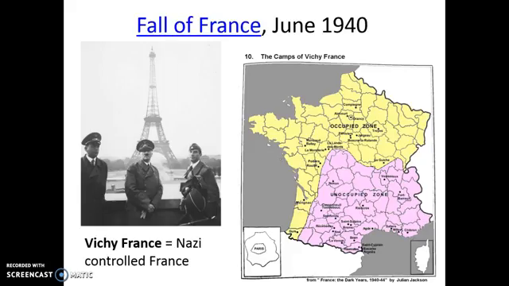By June of 1940, Hitler's forces have come into the center of France, and obviously in this chilling photograph, you've got Hitler and some of his lieutenants standing at the Eiffel Tower, or with the Eiffel Tower in the background. And so France gets divided into two parts, basically. One part that is still the traditional French government, and the other part that's called Vichy France, which is controlled by the Nazi government.